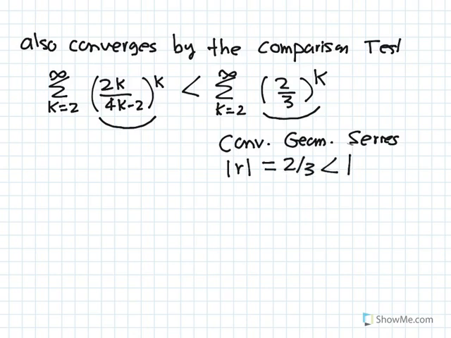And for this reason, our given series, summation k equals 2 to infinity of (2k divided by 4k minus 2) to the power of k, converges by the basic comparison test.